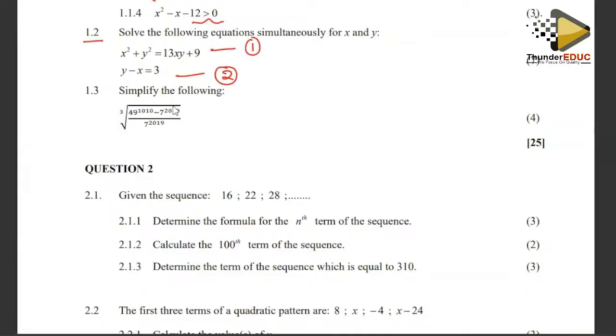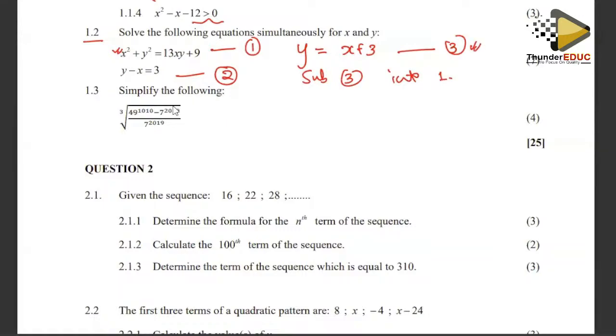So between the 2, I see that the first one is more like a quadratic, and then the second one is a linear. So I start with a linear, okay? I'm going to make y the subject, so it's going to be x plus 3. I'll call this equation 3. Then I'll substitute equation 3 into the first equation.